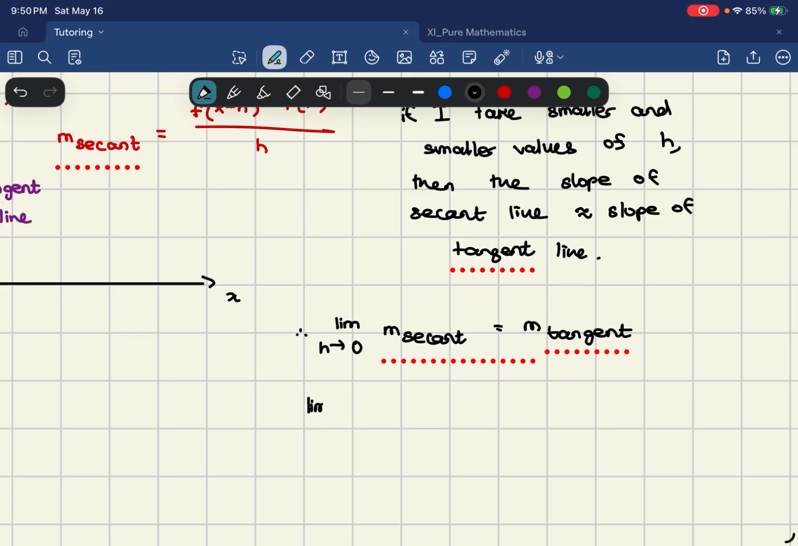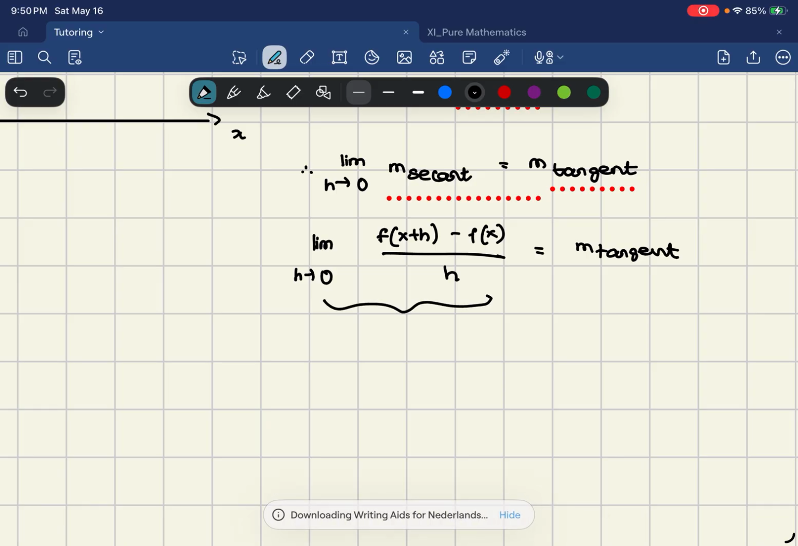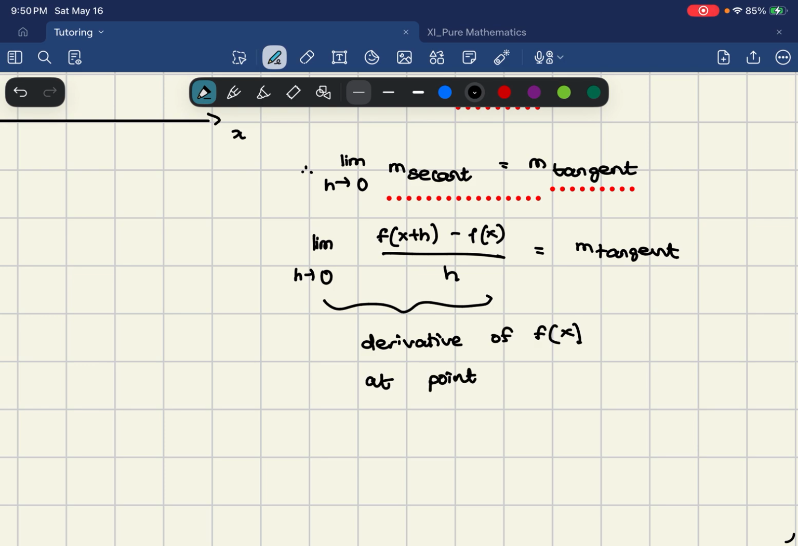So the limit as h tends to 0 of f of x plus h minus f of x over h is going to give you the slope of the tangent line. And this expression here is known as the derivative. The derivative of the graph f of x at point x.